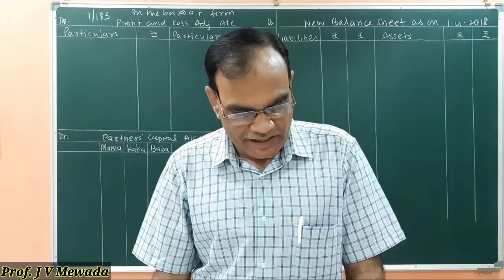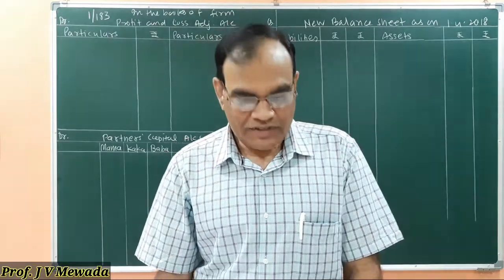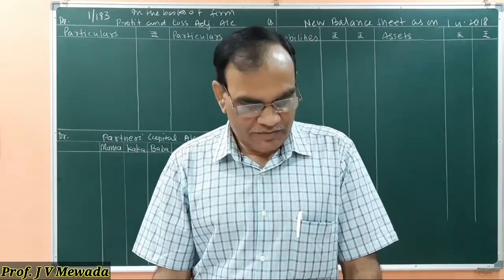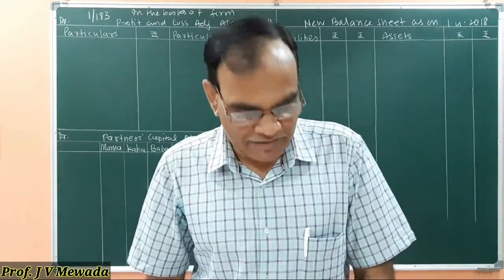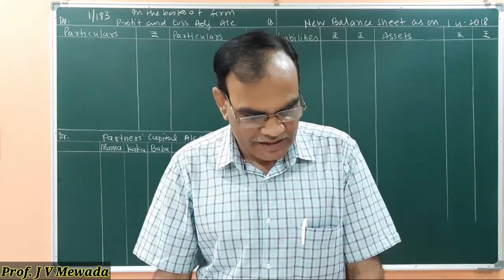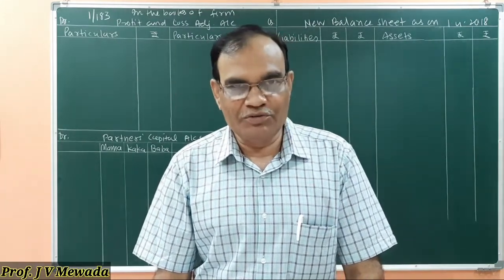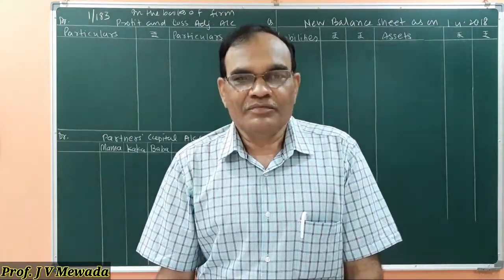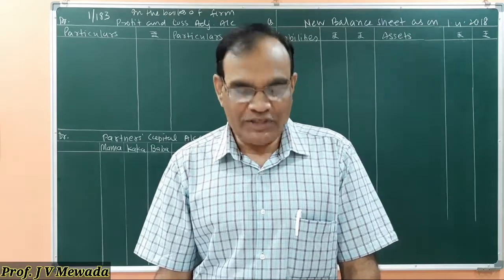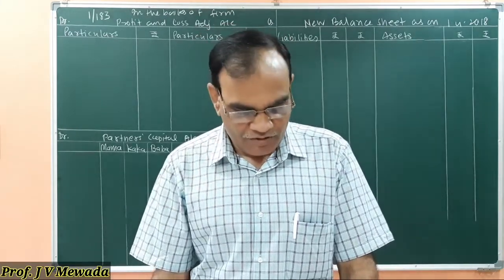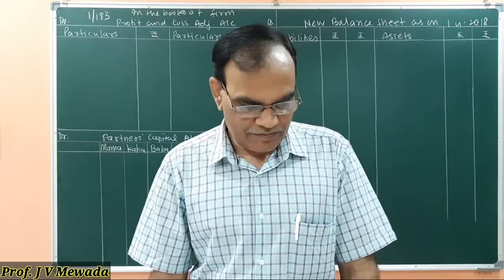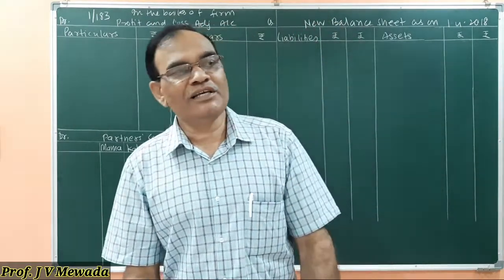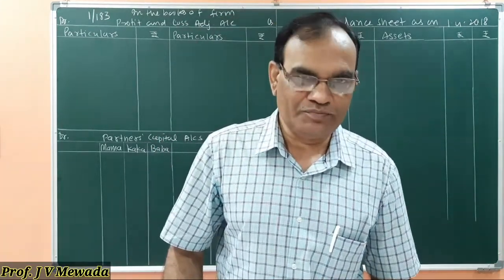So the adjustments are, first is of the goodwill, second, third, fourth and fifth, they are related to revaluation of assets and liabilities. And the sixth adjustment is, we are told that whatever amount is due to Kaka, it should be transferred to his loan account, not to be paid in cash. So the amount payable to Kaka should be transferred to his loan account. So these are the instructions given to us in the problem.